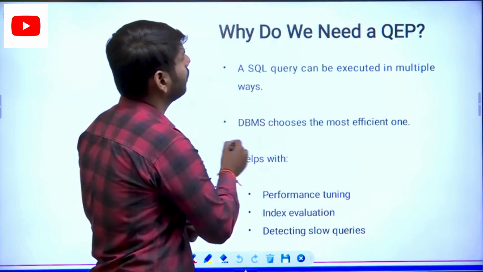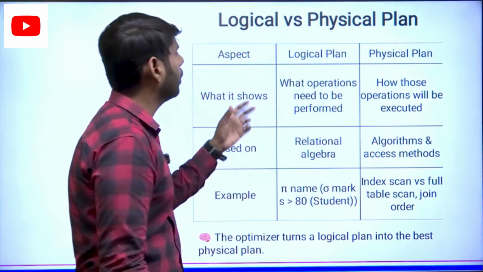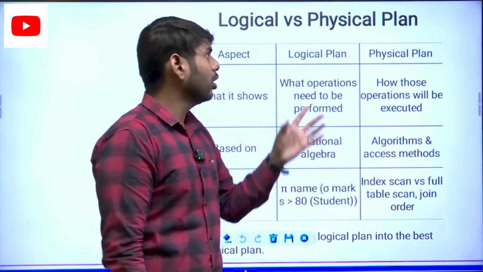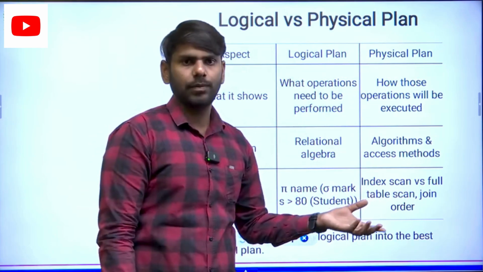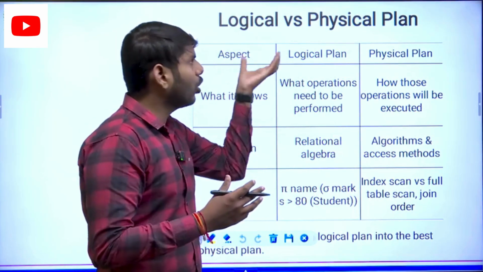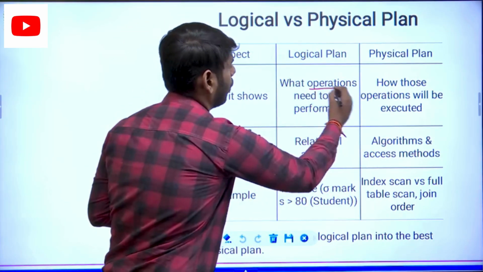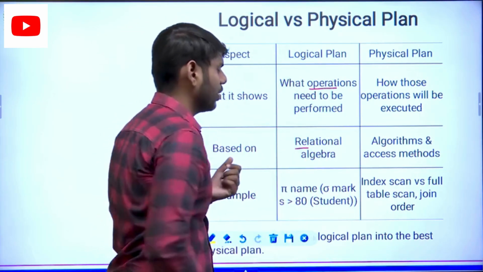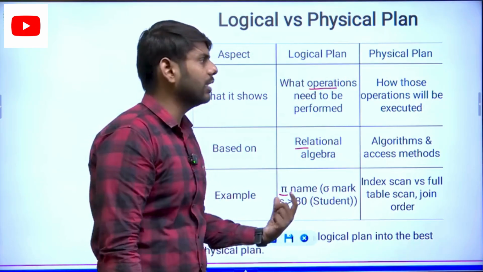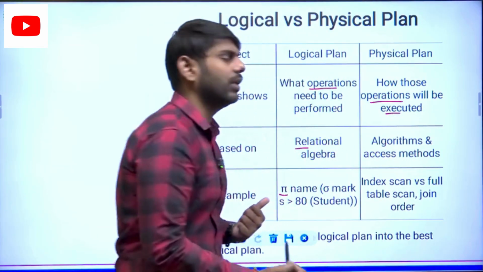So let's see. Now we have two plans. Okay, we have talked about the plans. In the query execution plan, we have two types of plans: the logical plan and the physical plan. Whenever your SQL query is executed, your logical plan is created first. In this logical plan, we talk about the operations, the relational algebra, and we convert SQL into relational algebra. In the physical plan, we talk about how those operations are actually executed.